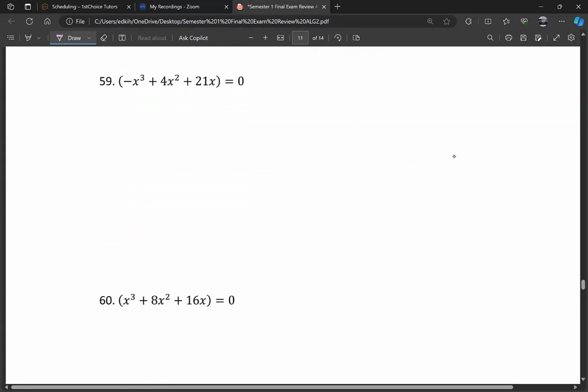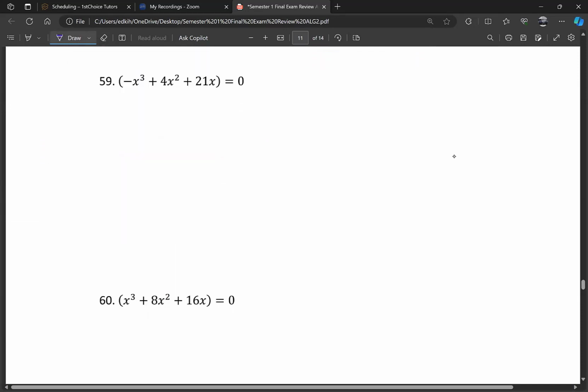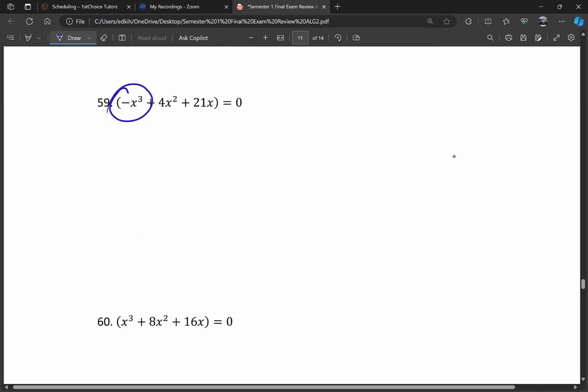Okay, on to the next one. We're going to keep working through these. Again, always take out the GCF first. Big rule: the leading coefficient should never be a negative number. So what you want to do here is take out a negative 1 to force this to be a positive, so this becomes x to the 3rd. And of course, that's going to affect all the other signs also, so change the signs for all of them.